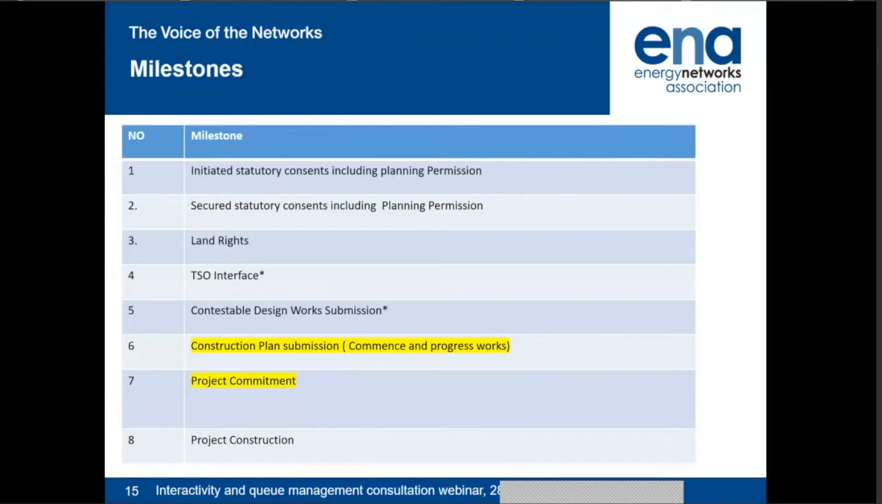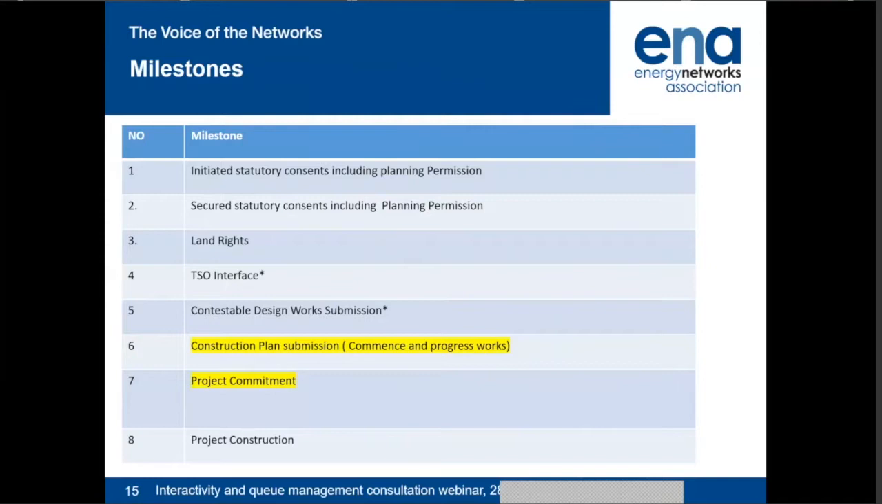The feedback was generally, if it isn't broke, don't fix it. And we've taken that feedback on board and are proposing to adopt the DER Connection Steering Group milestones for this policy, with a couple of small changes highlighted in yellow. The first of these is relatively superficial. We're looking to change the name of Milestone 6. This milestone was previously called Commence and Progress Works, and we're changing it to Construction Plan Submission. The requirement for this milestone is for the customer to provide the network company with a plan to demonstrate that it will meet its contracted connection date. And so the name Commence and Progress Works can be a little bit misleading.